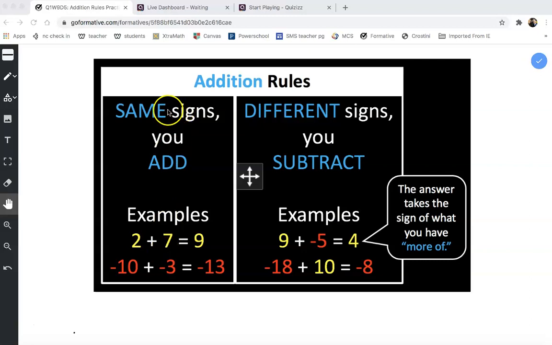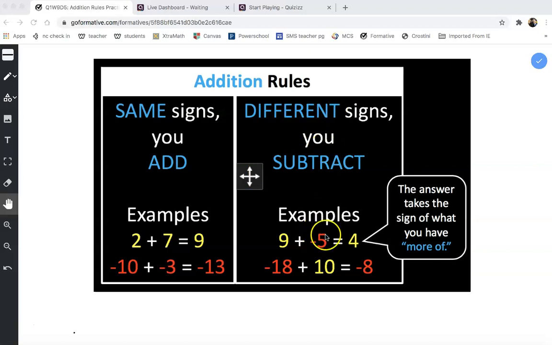Look at the left column. Same signs, you add. When I say same signs, what I mean is that both numbers are positive, so they're the same, they're both positive, or they're both negative. If they're both positive, you add them together and you get 9. If both numbers are negative, you add them together, and in this example we get negative 13. Notice that the answer is positive, just like the 2 and 7 were positive. Notice that this answer is negative, just like the 10 and the 3 were both negative numbers.